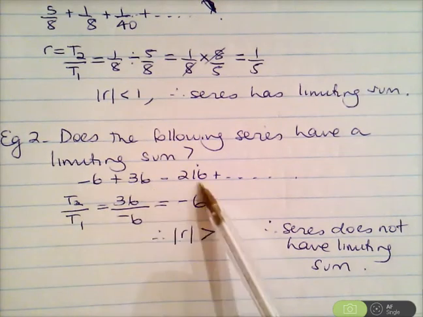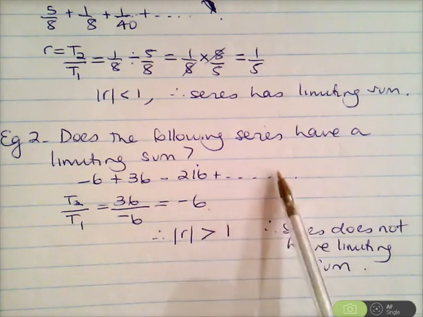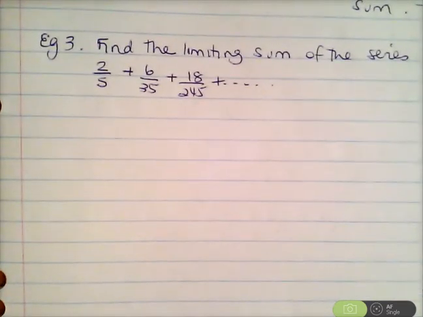So if we do end up adding this series together, you'll find that as the number of terms goes on, the series will not approach a particular value. Okay? The value will keep changing. It won't approach a certain number. Okay, the next example is to find the limiting sum of this series here below.